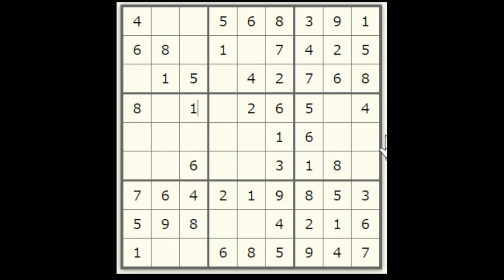And remember how we said that these two cells will have to be a 2 and a 9? That means that this cell can't be a 9. And because of the 9 here, neither can this cell here. Therefore, the remaining cell in this row is going to be a 9.